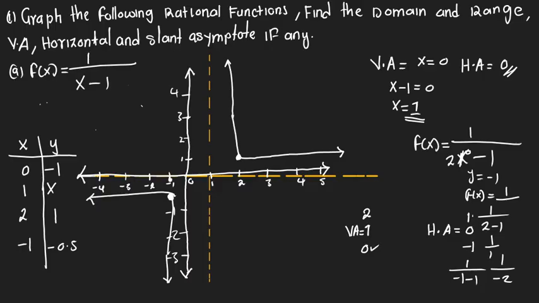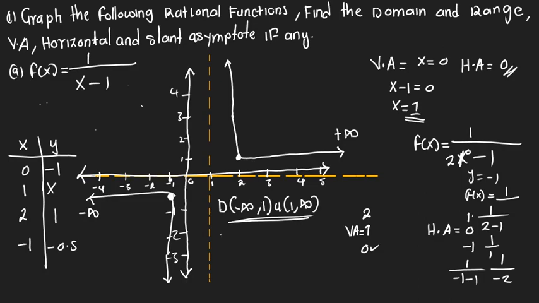Then your domain is coming from, this is negative infinity, this is positive infinity. So it will be from negative infinity. Then what is your vertical asymptote? Where x is equal to 1. So this will be negative infinity to 1, union, then 1 to positive infinity.